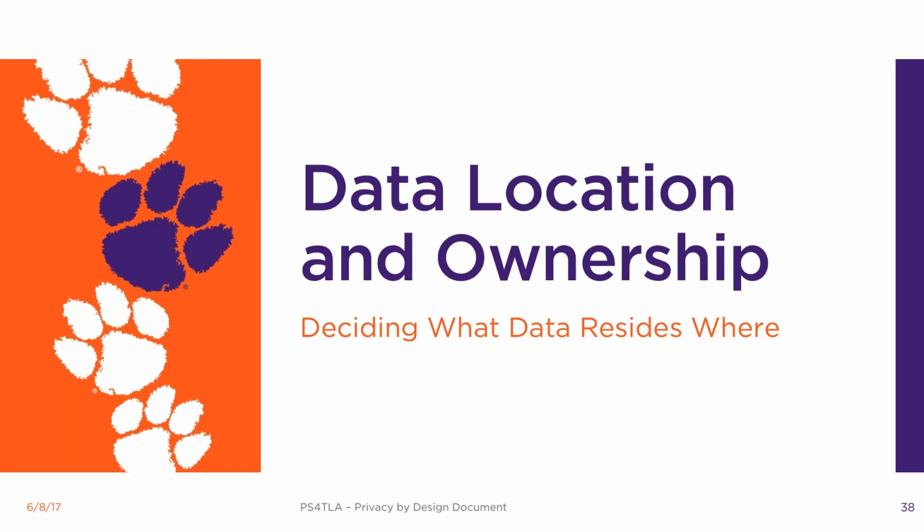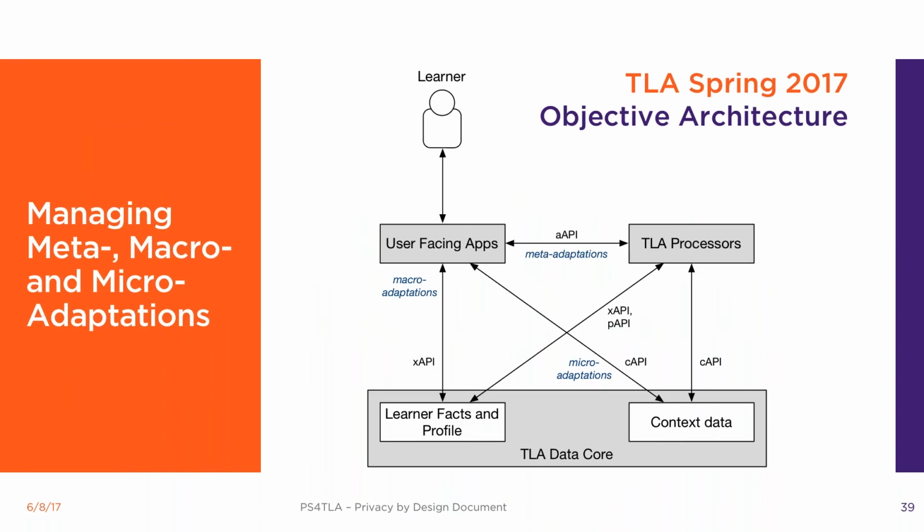All right, now we move to the topic of data location and ownership. So TLA-based systems collect a large amount of information, but where does that data all go, and who owns that data? So in this section, we will discuss questions of data location and ownership, and we'll make a proposal regarding how personal data should be managed within the TLA system architecture. More details on this can be found in section 4 of the specification document.